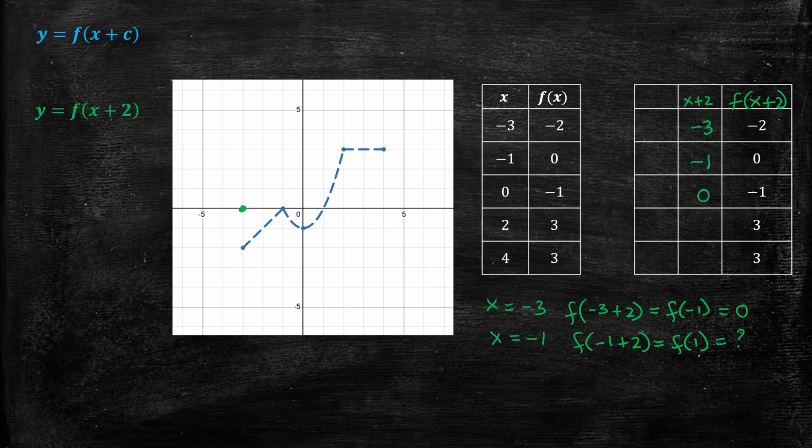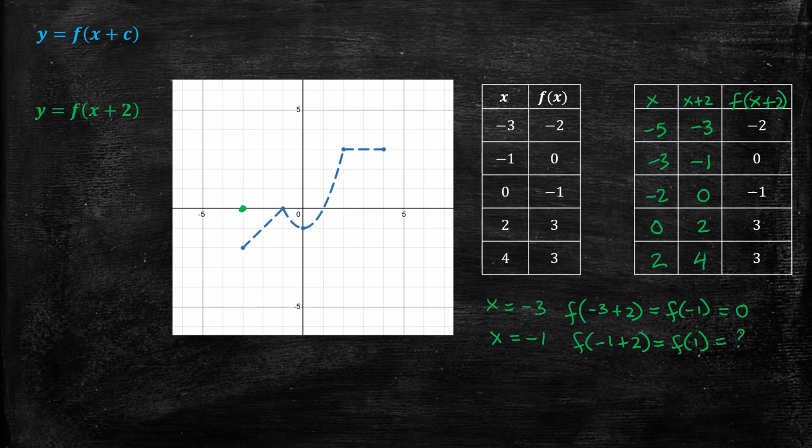So if I copy those particular inputs that I need to make this work, then I can work backwards and think, well, what must x be so that x plus 2 is -3? I'm just going to subtract 2. It would have to be -5. And for x plus 2 to be -1, x would have to be -3. So you can see that we're just subtracting 2 every time from that input value.